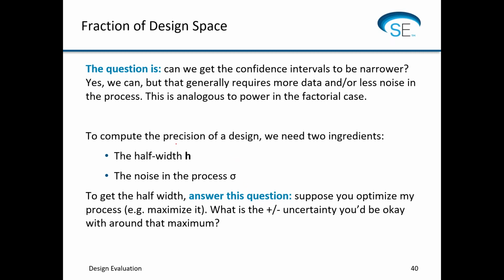To compute the precision of a design, we need two key ingredients: the half width and the noise in the process. The half width is the margin of error. This is what I always like to ask people I'm working with. Let's say you're preparing to do the experiment, and you think about this in the future. If you optimize your process, maybe you maximize it, what is the plus or minus uncertainty you'd be okay with around that optimum point that you might find?